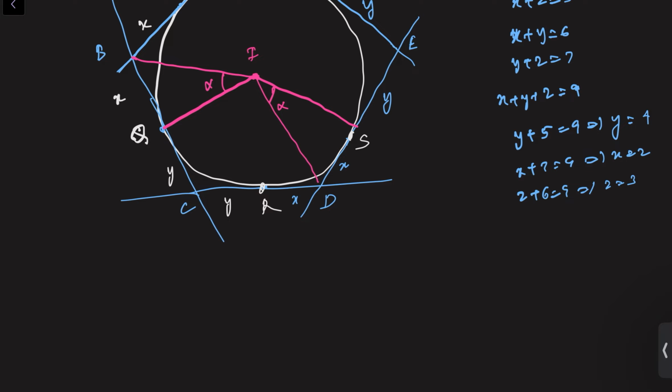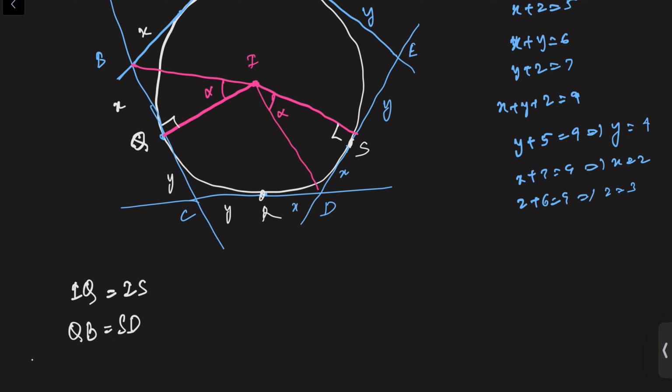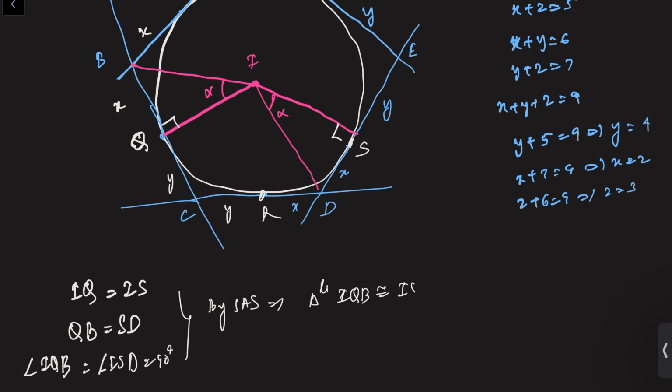And we can say they are congruent because IQ is the radius. So IQ is nothing but IS, because they are all radii of the circle inscribed in this pentagon. We also have QB equal to SD because QB and SD are both equal. And we have angle IQB equal to angle ISD, both being 90 degrees. So by SAS congruence, triangle IQB is congruent to ISD. So if BIQ is alpha, then SID will also be alpha.